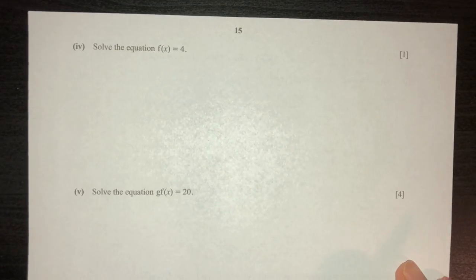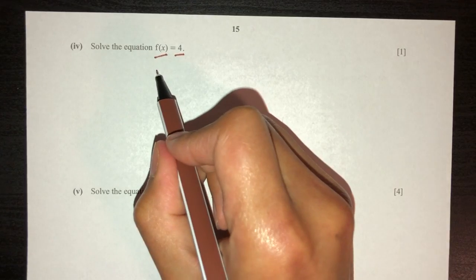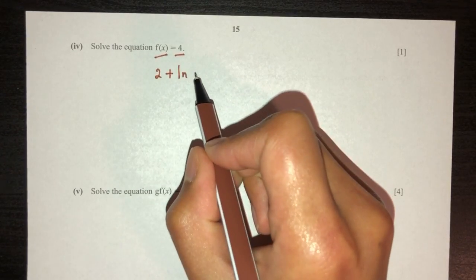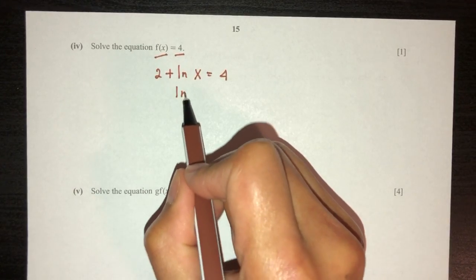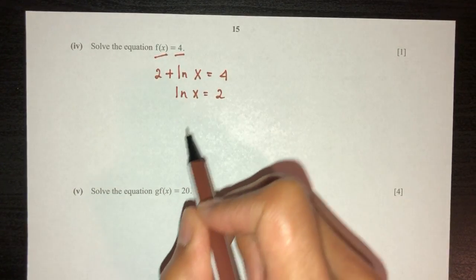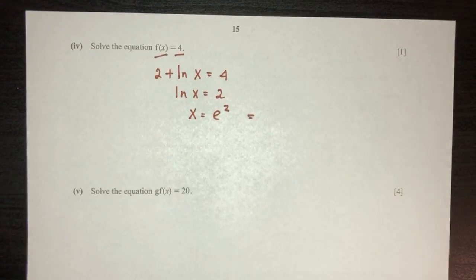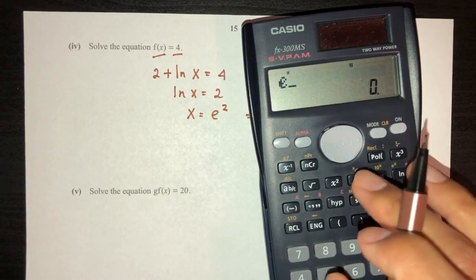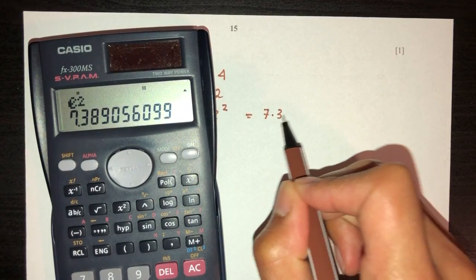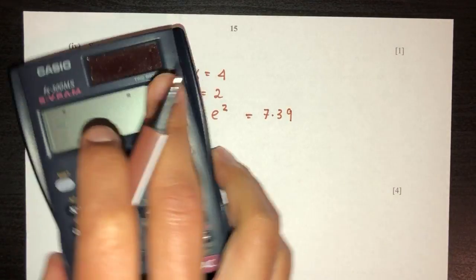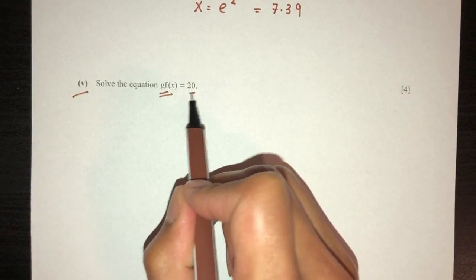Now for part 4, solve the equation f of x equal to 4. F of x is given by 2 plus ln x equal to 4. So ln x is equal to 2. X is equal to e squared, or you can write down the decimal value. E squared will be 7.39, correct to 3 SF.